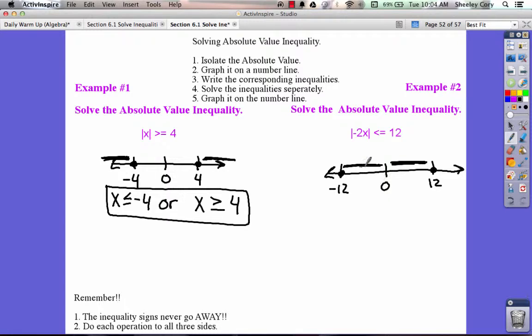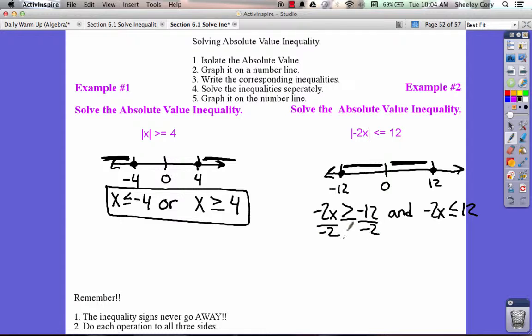So let's write our inequalities based on this. This is negative 12. It could be equal, but the numbers have to be greater than. So negative 2x has to be greater than or equal to negative 12. But on this side, and this would be an AND problem, negative 2x could be less than or equal to 12. So negative 2x greater than or equal to negative 12, and negative 2x less than or equal to 12. So now we're going to find the x values that work for this. Let's divide by negative 2.